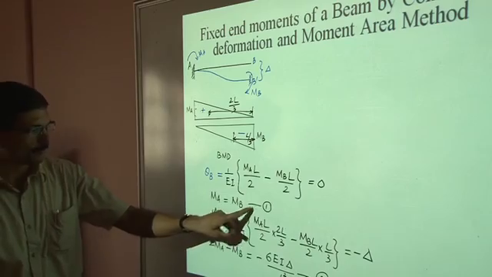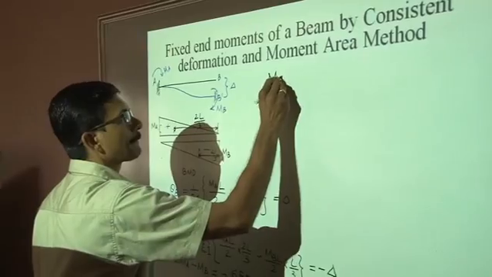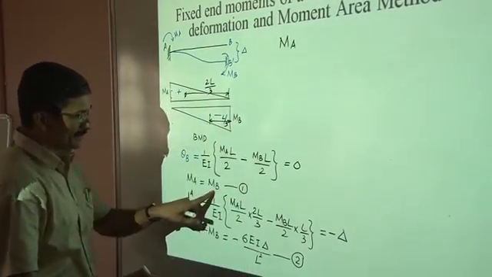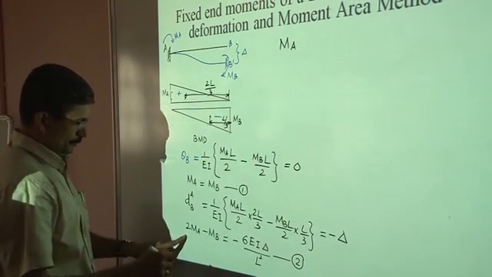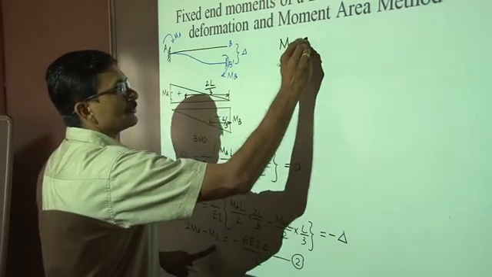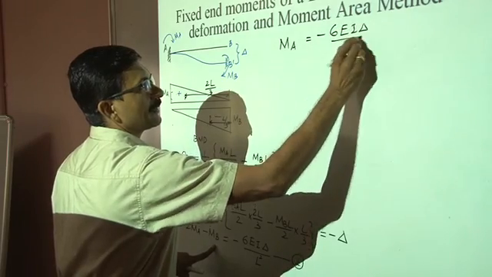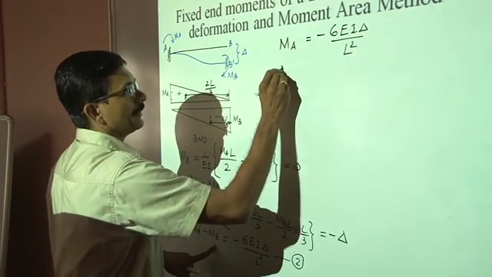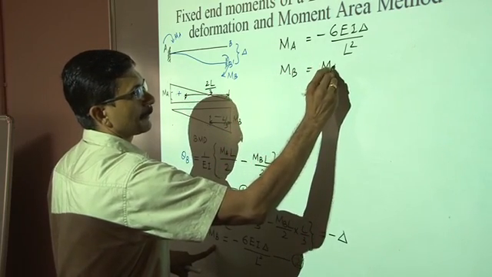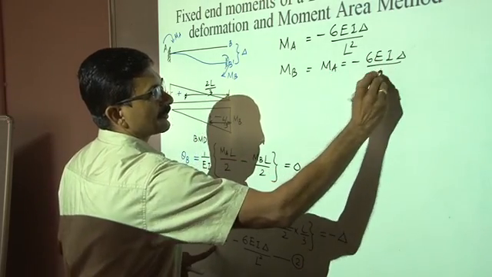If you solve equation number 1 and equation number 2, we are going to get MA. MB is equal to MA, so you can put 2MA minus MA. So 2MA minus MA is MA, which is equal to minus 6EI delta divided by L square, and MB is equal to the same, minus 6EI delta divided by L square.